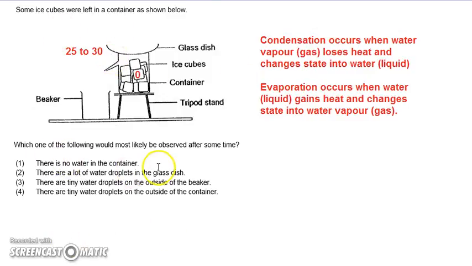First of all, there is no water in the container. After some time, what would most likely happen? Now, ice cubes are solids. When a solid gains heat, it becomes water. When ice gains heat, the heat from the surrounding air will be traveling into the area of colder temperature, which is 0. So it will gain heat, and solids, when they gain heat, will become water.